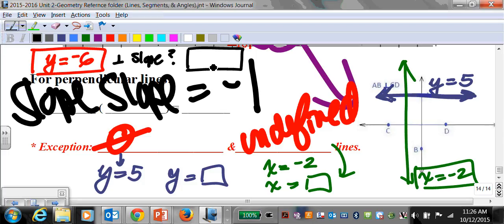Y equals -6. I want you to think it through. What is the perpendicular slope to that? Don't say it out loud. Write it down. If y equals -6, what is the perpendicular slope? I want you to ask 3 different.